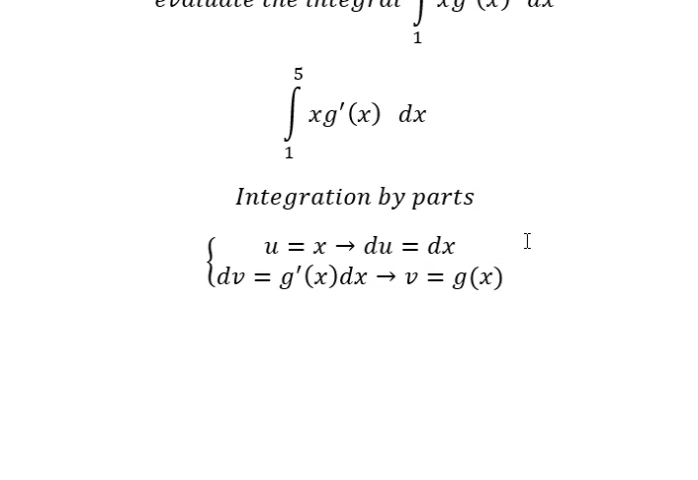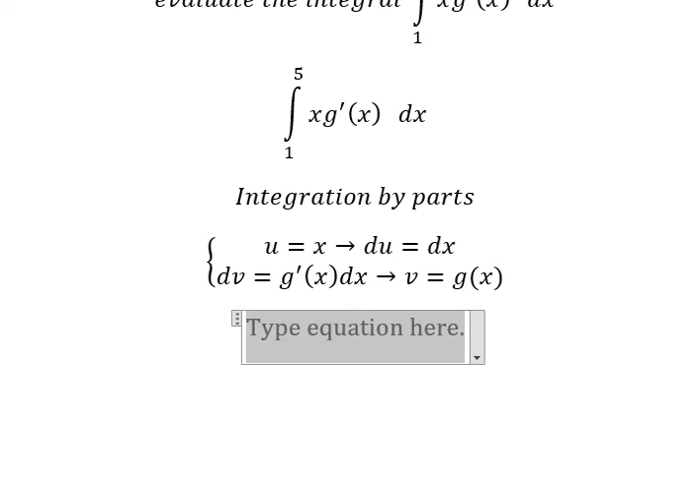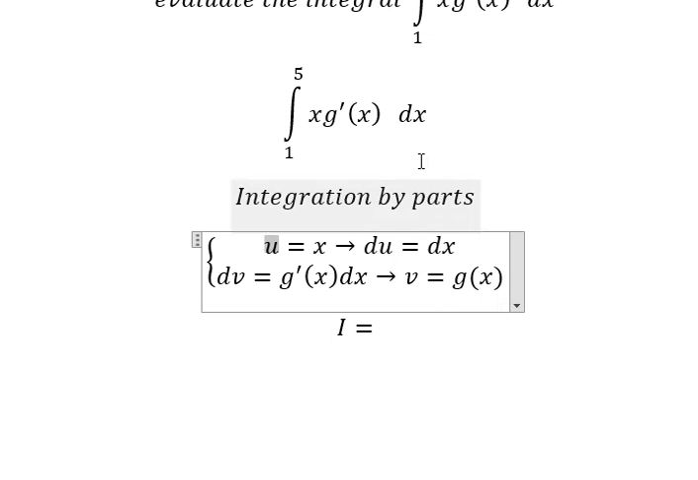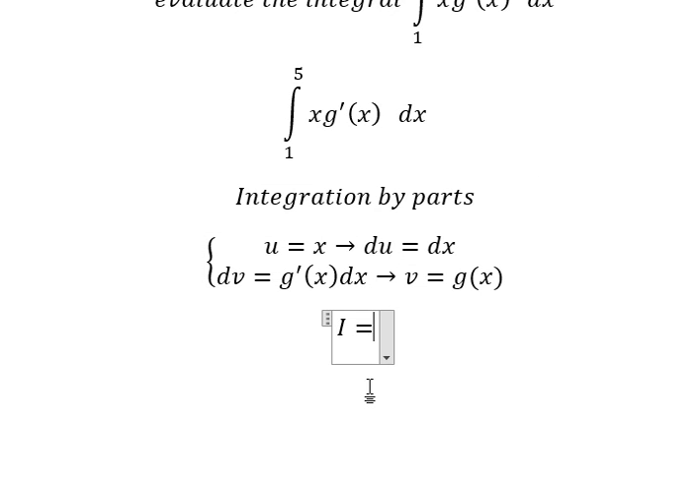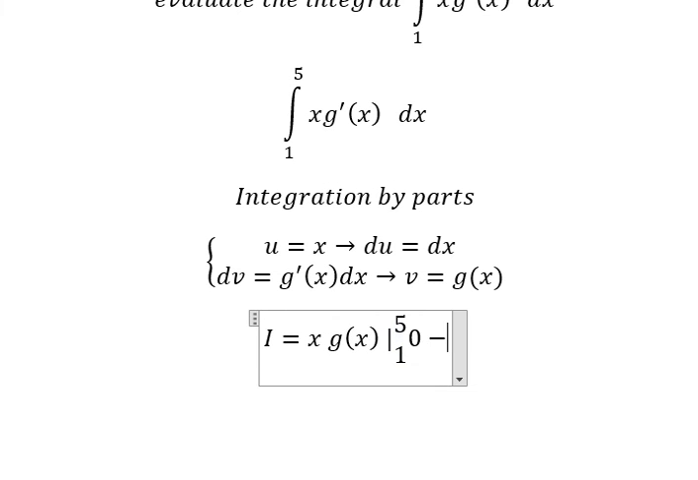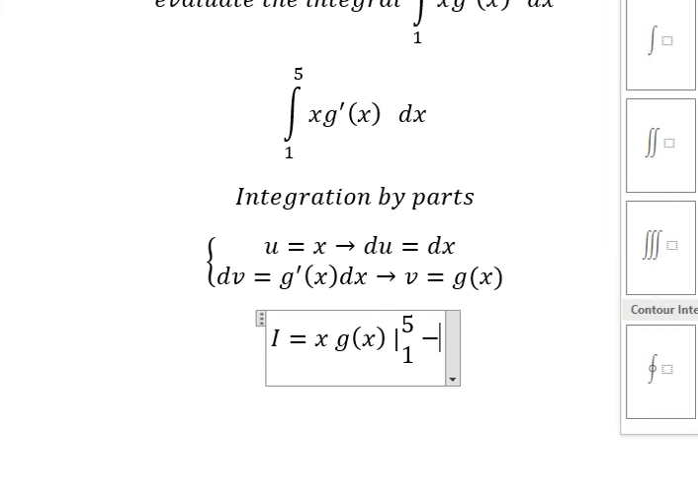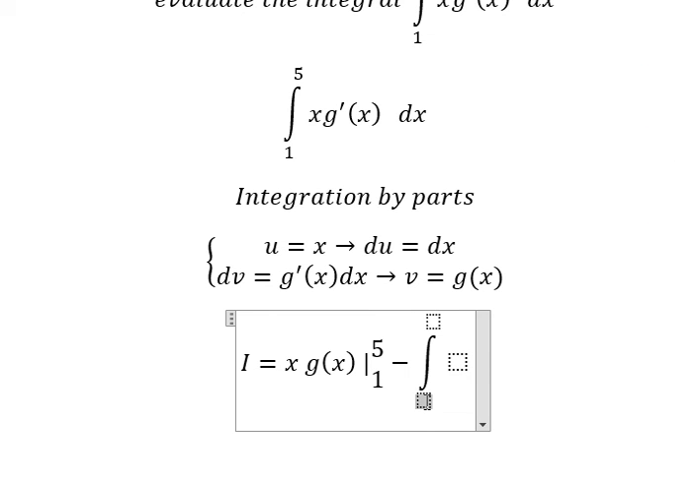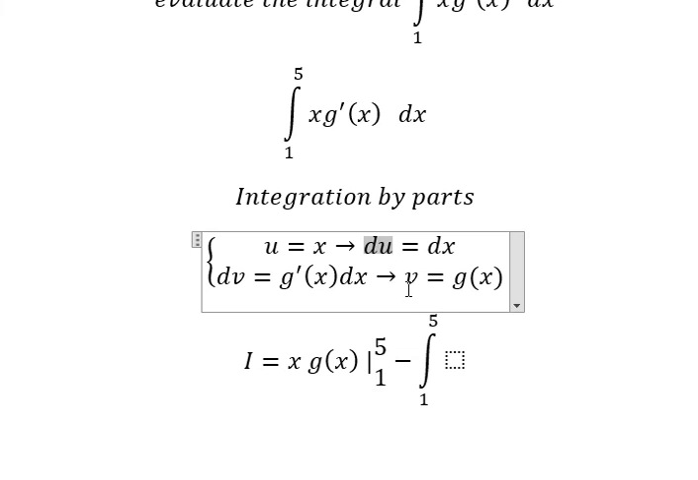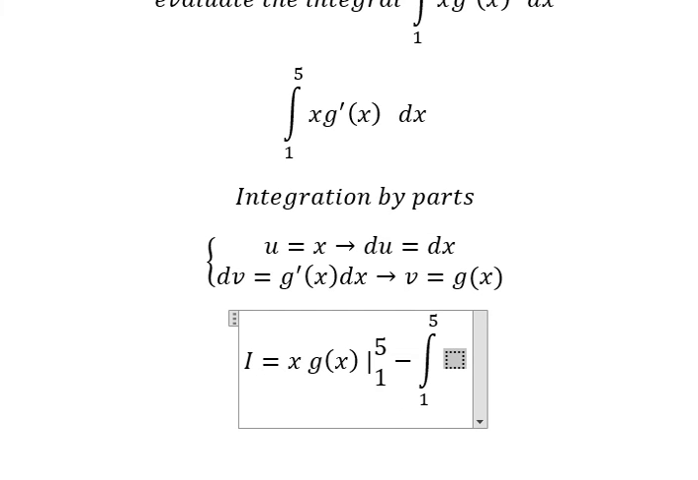So we will have u multiplied by v. So that is s times 3s, and then I will put the bounds from 1 to 5. Minus, we have the integration from 1 to 5, and that should be v multiplied by du, which is u multiplied by 3.